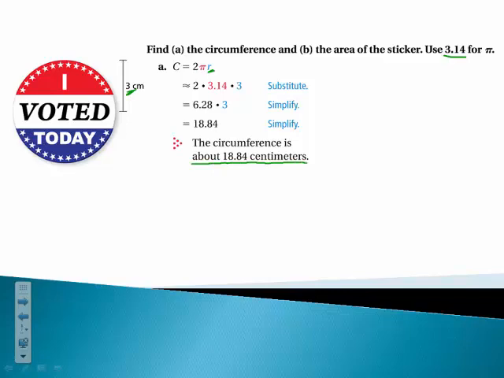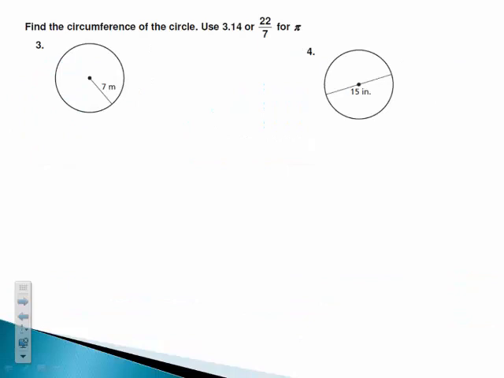Another way you could write this, since you don't have to write a sentence unless it's a word problem, is about 18.84 centimeters, like that. Okay? And that means this whole thing is your answer. Please do not circle just the 18.84. That would be incorrect. You have to include the about as well. All right? So let's go on to the worksheet and go ahead and do number 3 and 4.